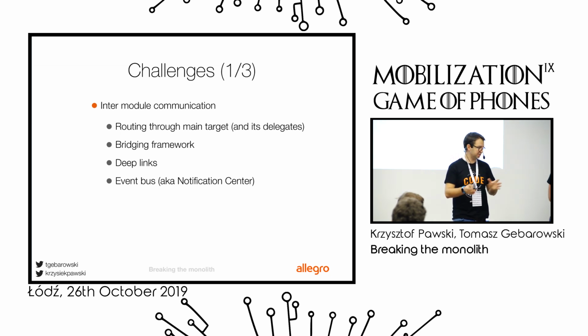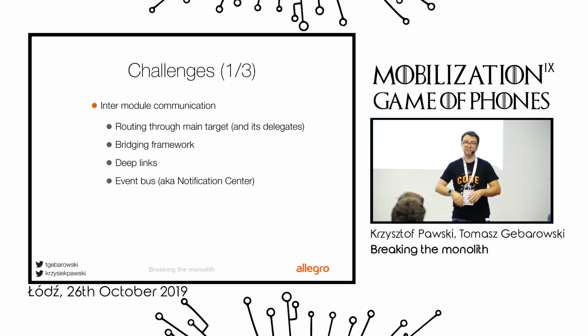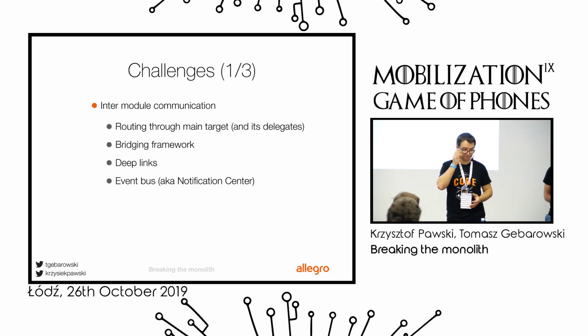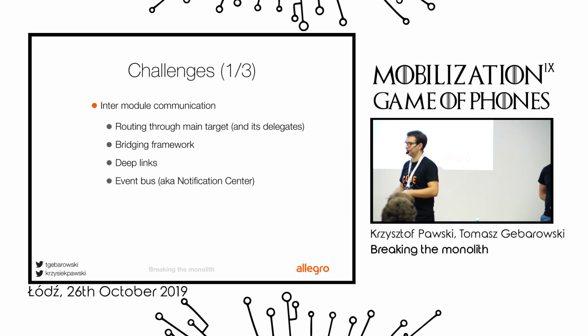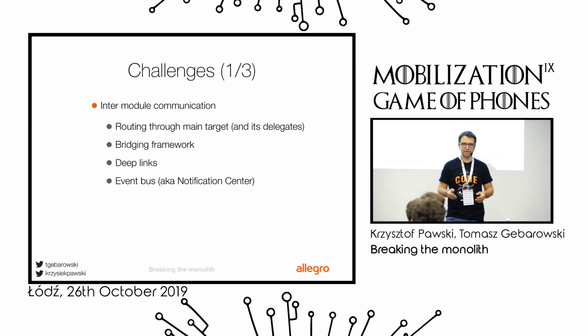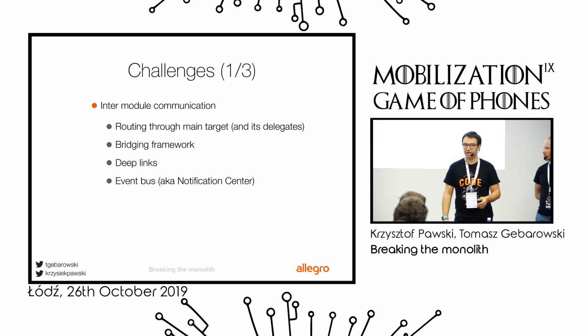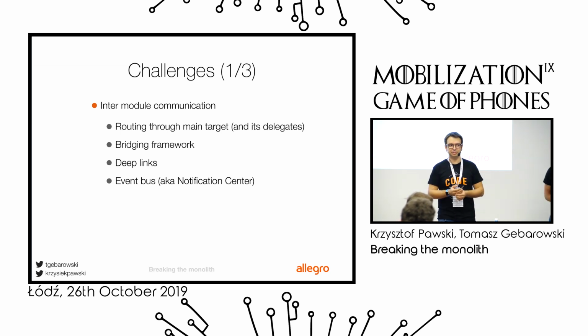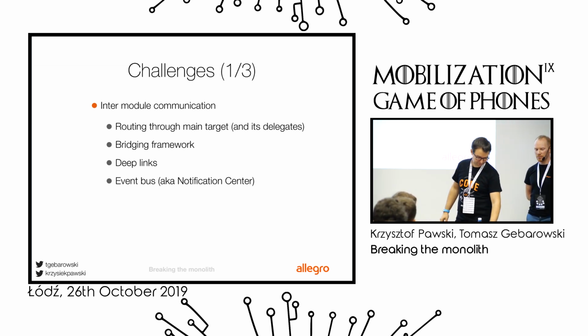Krzysztof, in more detail later, will tell you which one worked for us. I will just go through them so that you know what we also considered. So the first was proxying through the app delegate. The module, whenever it wanted to invoke something in another module, invoked a call through the app delegate, and the app delegate dispatched this call to a corresponding module. This is like the straightforward approach.